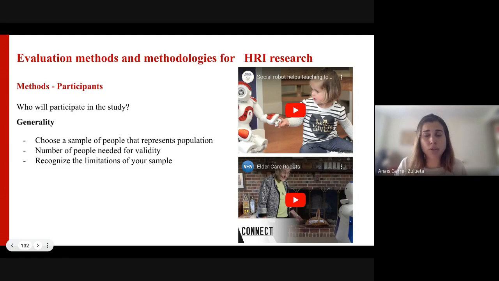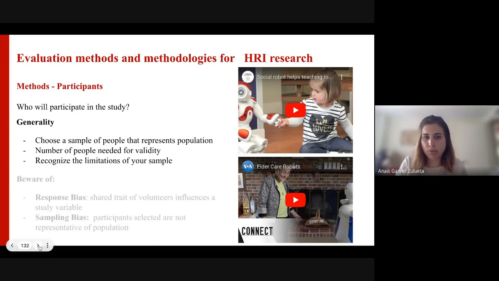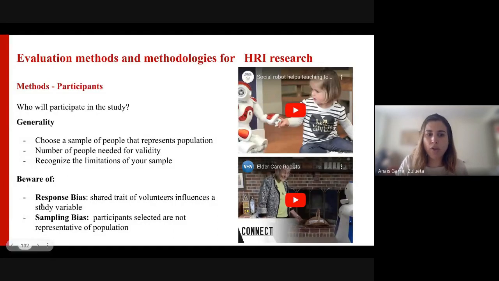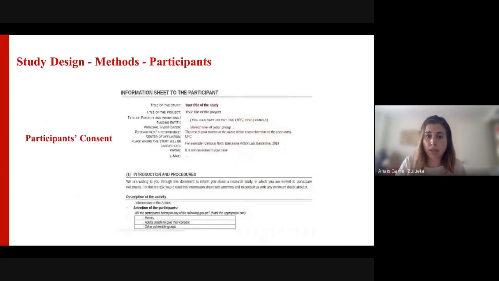I know that it's difficult sometimes, but with fewer people, you will have a bias problem. You need to recognize the limitations of your sample, so you have to describe all the limitations. Here, we are aware of response bias, so shared traits of volunteers influence the study variables. If you want to make a good experimentation, you cannot test the system with yourself or your colleagues. Okay, it has to be people from outside the lab. And the sample bias, so participant selectors are not representative of the population.